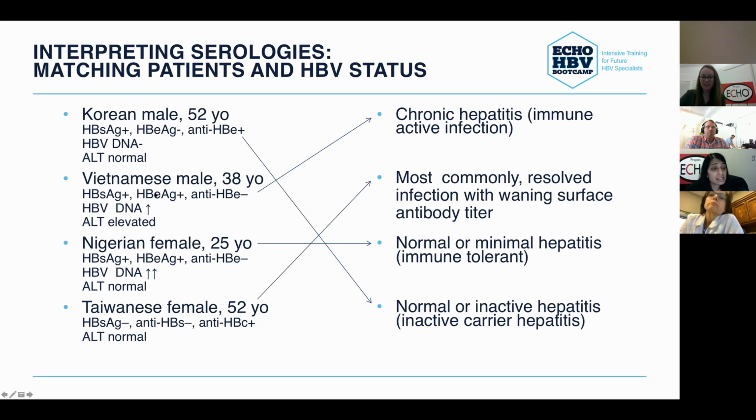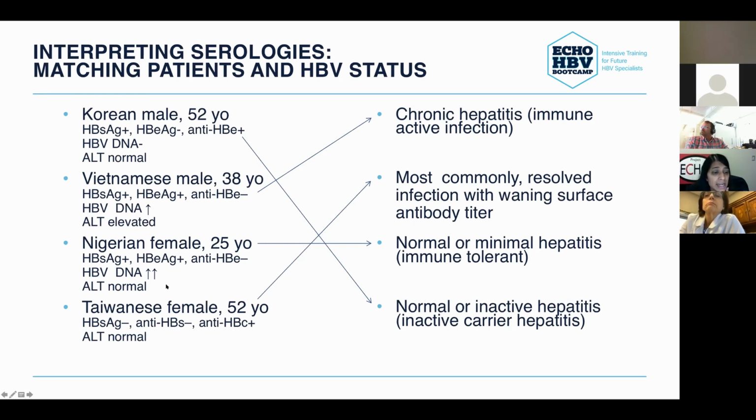The second case is somebody who's a Vietnamese male. This person's younger, 38. They're surface antigen positive, so they have Hep B. They're e antigen positive, okay, and their Hep B DNA is elevated, as is their ALT. So this is somebody who would fall into that chronic hepatitis descriptor.